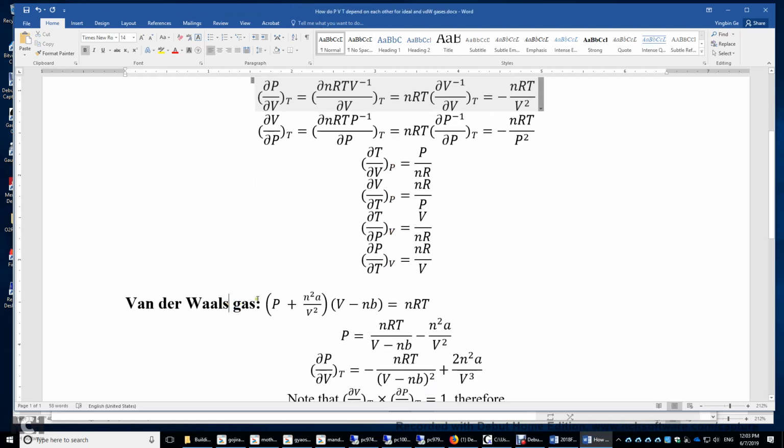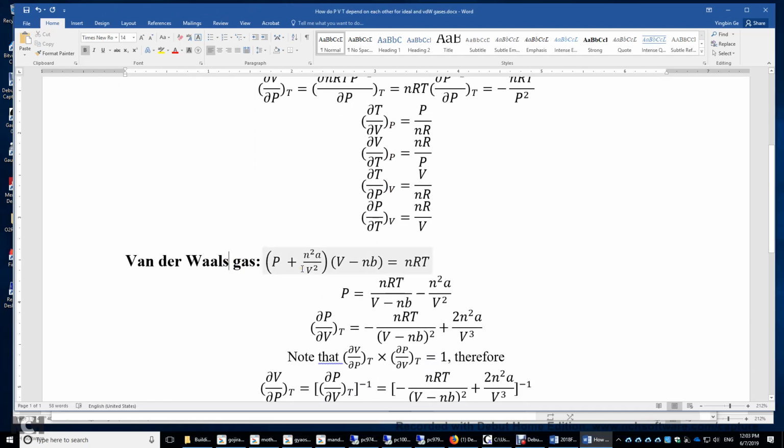For van der Waals gases, the equation is more complicated. This is the so-called attraction term. A stands for the attraction parameter, B is the repulsion parameter, and B is also the size of 1 mole of van der Waals gas molecules.